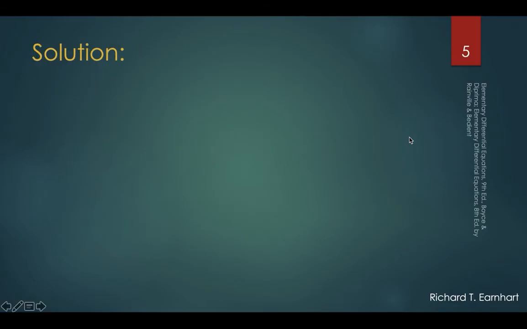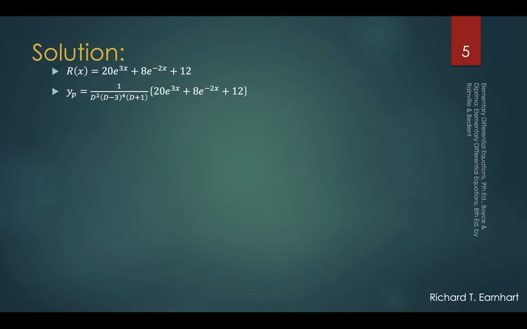So let's find the particular solution. The right hand side we have 20e to the 3x plus 8e to the negative 2x plus 12. So your y sub p is 1 over f of D. Your f of D is D squared, times D minus 3 to the 4th, times D plus 1.